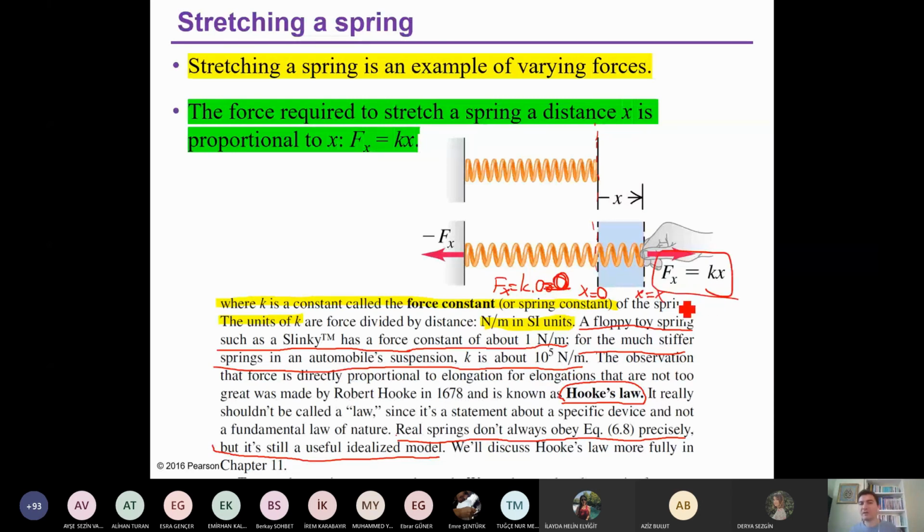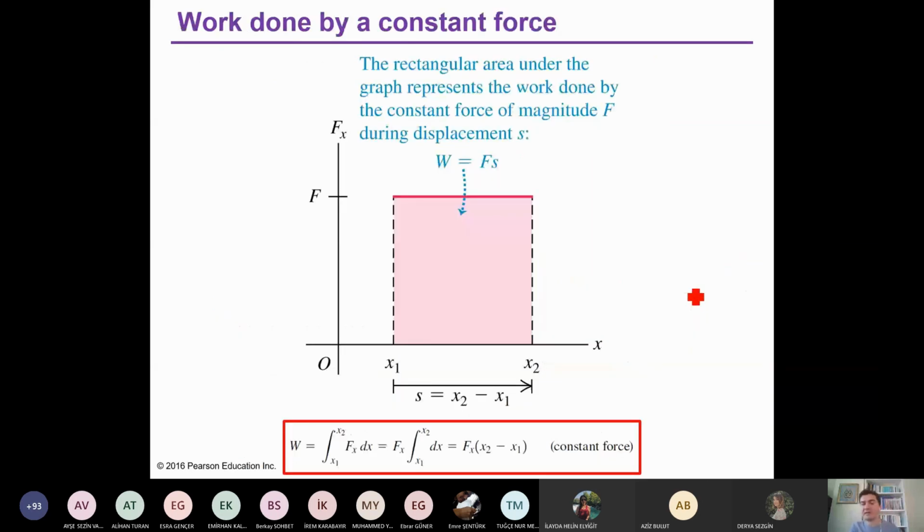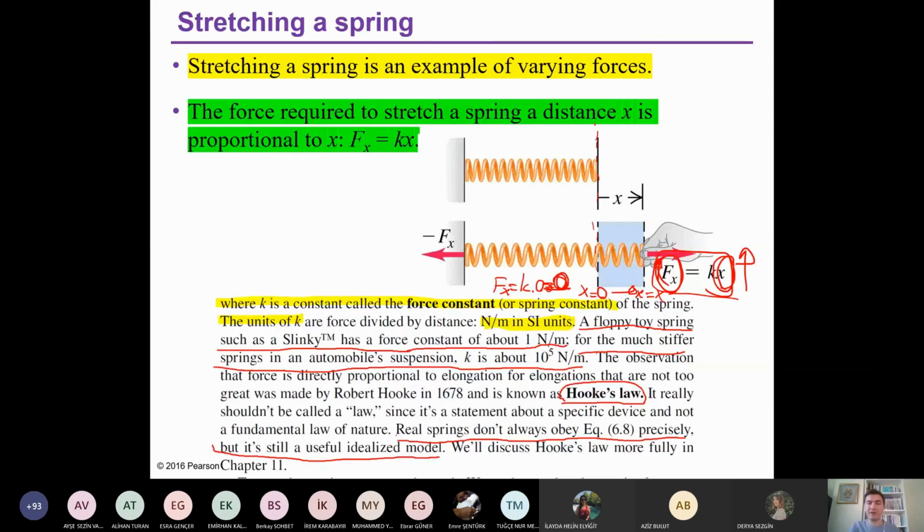So what about the force? Force is not constant. It is changing with position, okay? Here we have a varying force. We have a non-constant force, and it is an example of non-constant or varying forces. So now we will discuss the work done by this varying force on a spring.